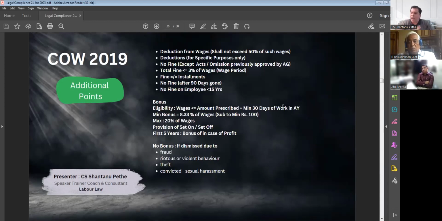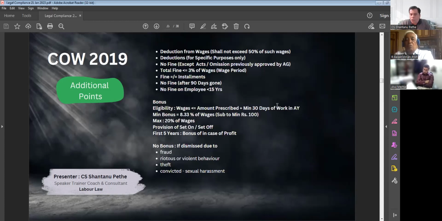Now, total fine cannot exceed 3% of the wages for any wage period. This is also a limit. So you should be aware, because if you violate it, the provisions will attract penalty. Fine cannot be collected in installments. You are saying that it cannot be more than 3%, so we will do it in installments. No.